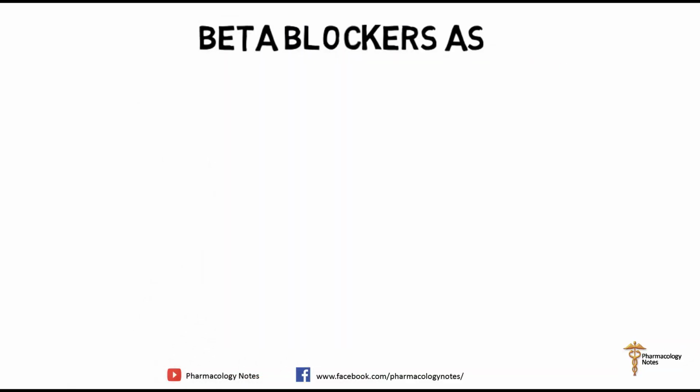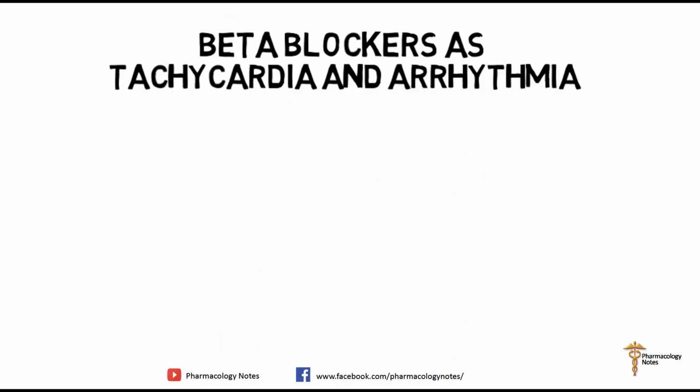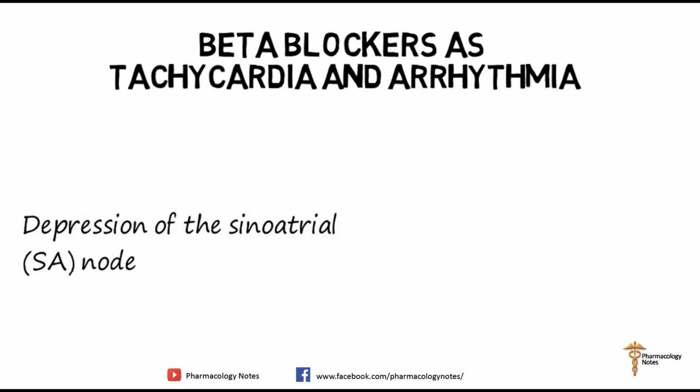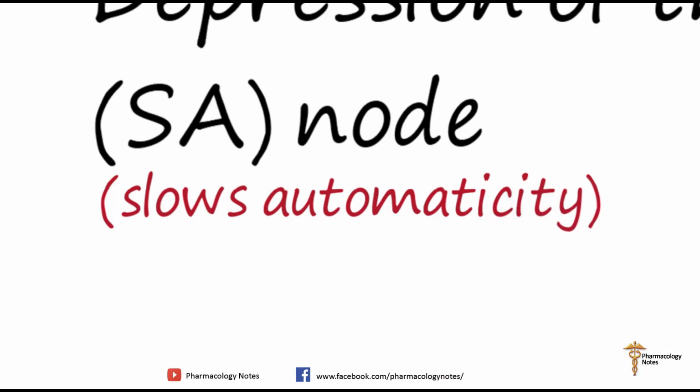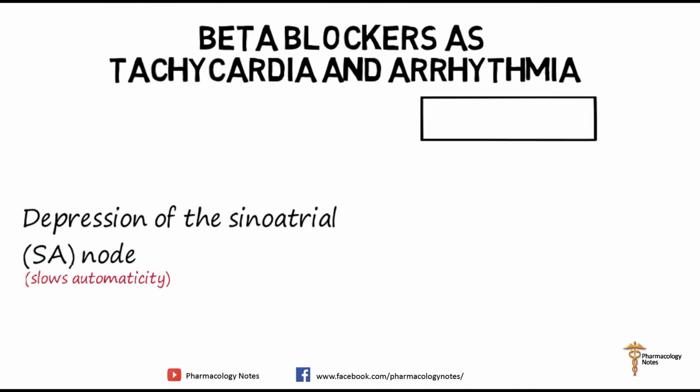If we discuss it as class 2 antiarrhythmic drugs, beta blockers act as antitachycardia and antiarrhythmic drugs. They work by depression of the SA node. It slows automaticity. Let me explain the normal physiology first.